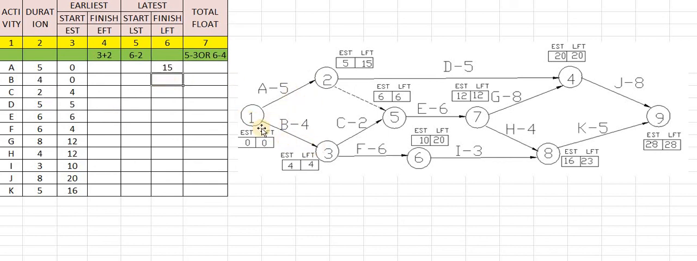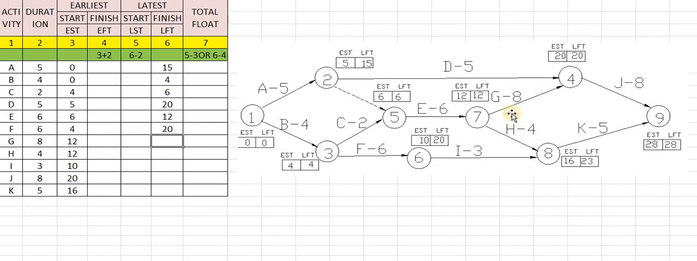Same for activity B, 1 to 3. So 3 is the next number, and its LFT is 4. What is C? C has 3 to 5. So 5 is the next number, and its LFT is 6. D is connected with 2 to 4. 4 is the next number, and its LFT is 20. E, 5 to 7. 7 is the next number, and its LFT is 12. For F, F is connected with 3 to 6. 6 is the next number and its value is 20.